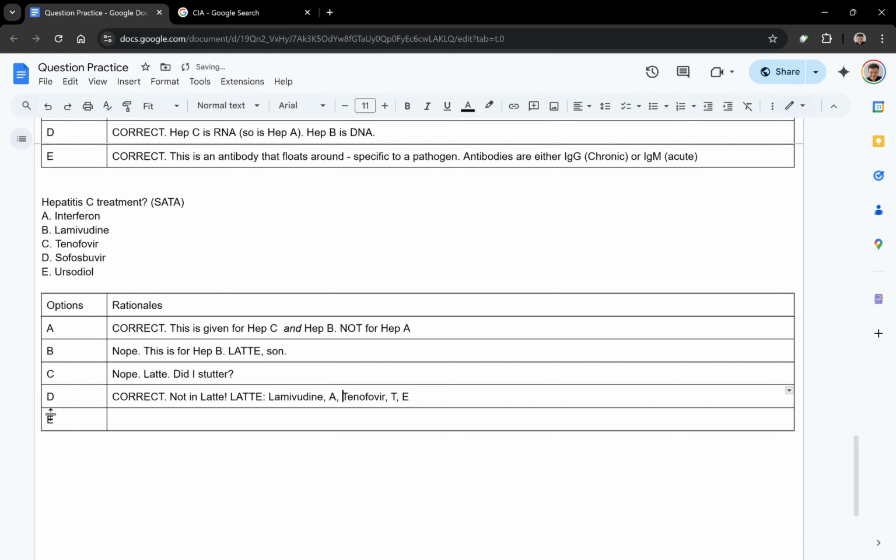Those are things you want to know, just so you can recognize. The nice thing is that for Hep C, it's not something you have to memorize, because the letters are unique to Hep B. There's no Hep C treatment that starts with L, A, T, T, or E. So it's either latte or it's not latte.